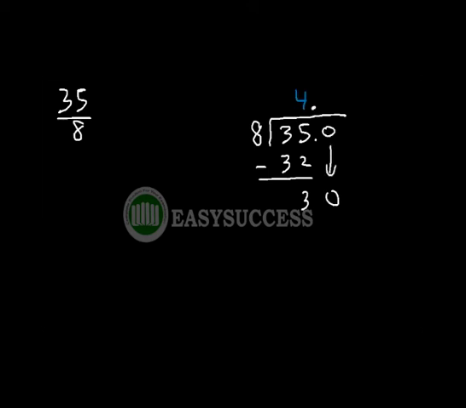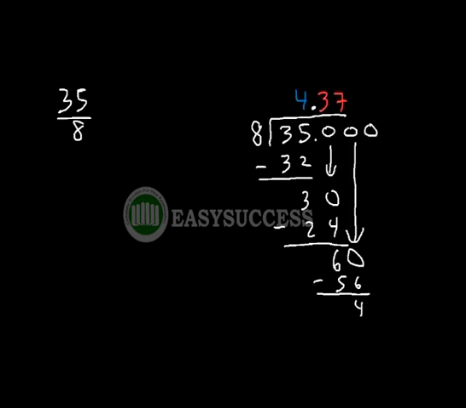How many times does 8 go into 30? 8 goes into 30 3 times. 8 times 3 is 24. And 30 minus 24 is 6, so let's add a 0. How many times does 8 go into 60? 8 goes into 60 7 times, since 8 times 7 is 56. 60 minus 56 is 4. Add a 0. 8 goes into 40 5 times, and it's exactly 5, so the remainder is going to be 0.